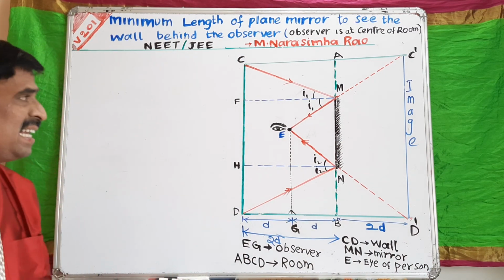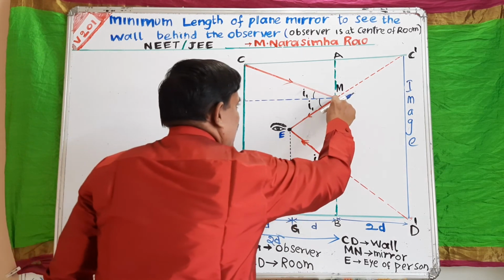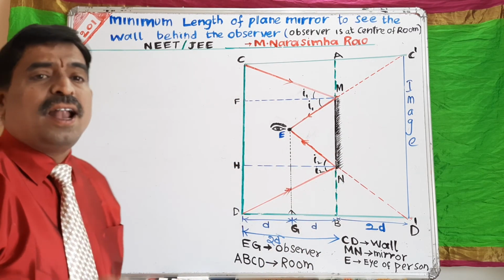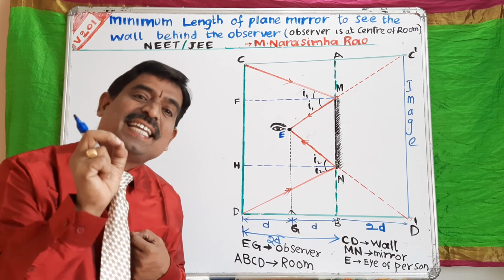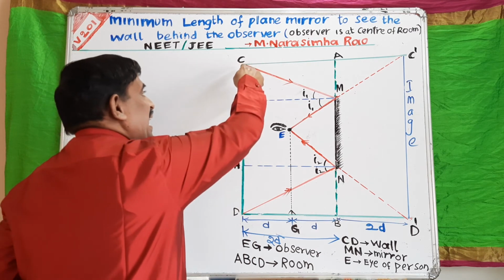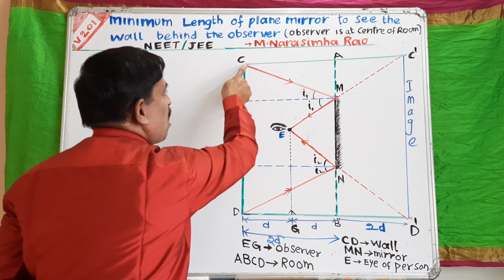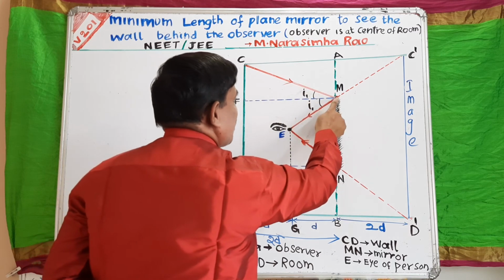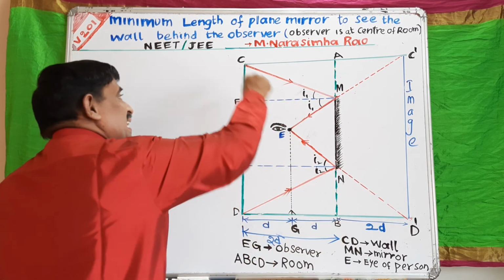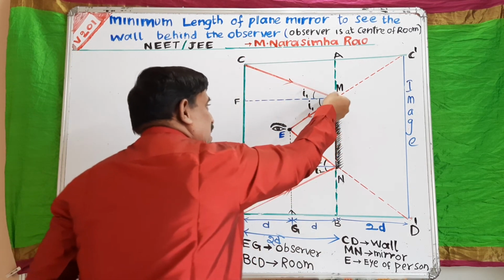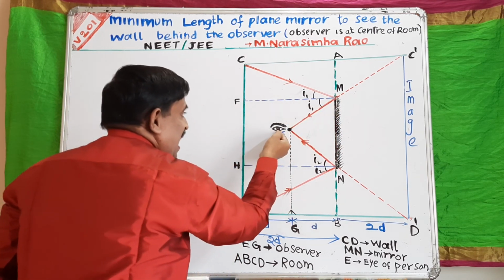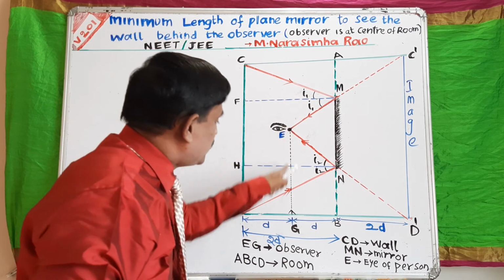Now please listen here. MN is the length of the mirror. MN is the plane mirror. Now we want to see the full image of this wall CD. A light ray which is coming from the top of the wall is incident on the plane mirror at the point M. When the light ray is incident on the plane mirror, immediate reflection of light takes place. Thus the reflected light ray enters the eye of the observer.